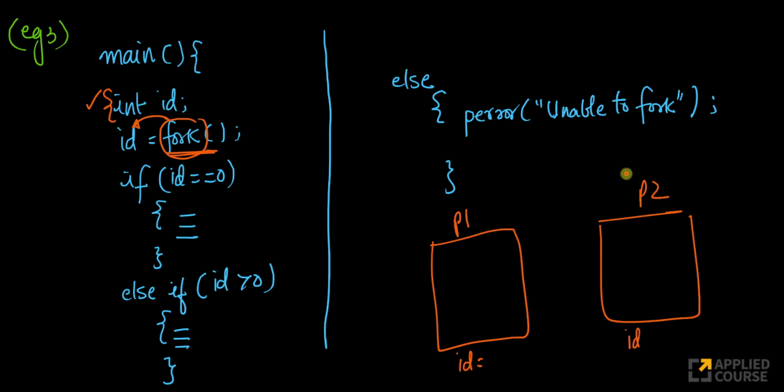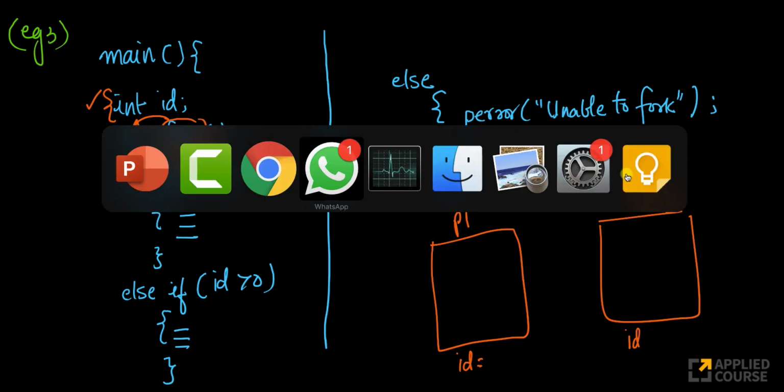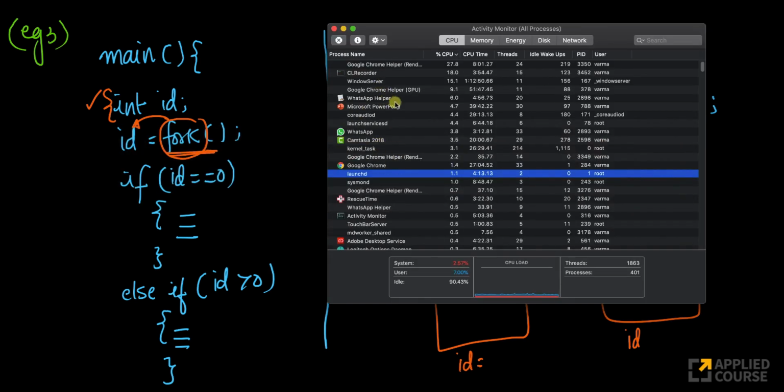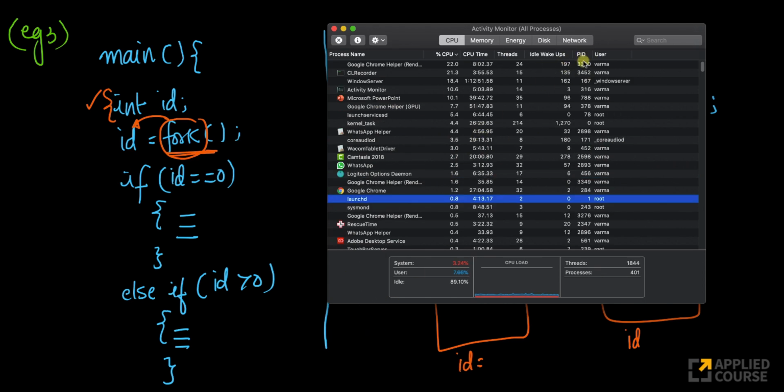Let me show you process IDs so that you appreciate this concept better. So every process has a process ID. Look at this. Okay, so threads. There is this thing called PID. Again, I am on a Mac. These are all the processes. This is the CPU time, threads, all of that stuff. Look at this column here, PID.